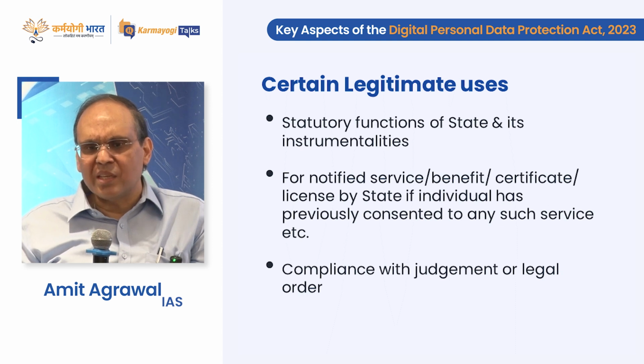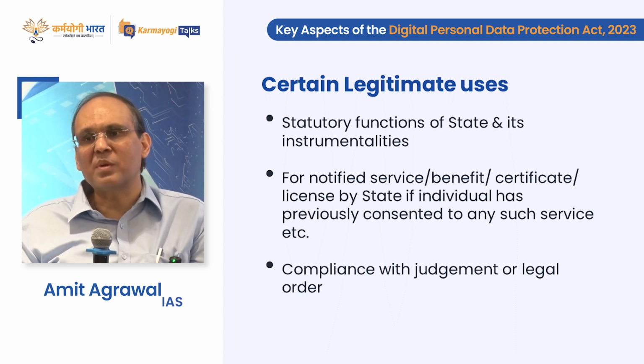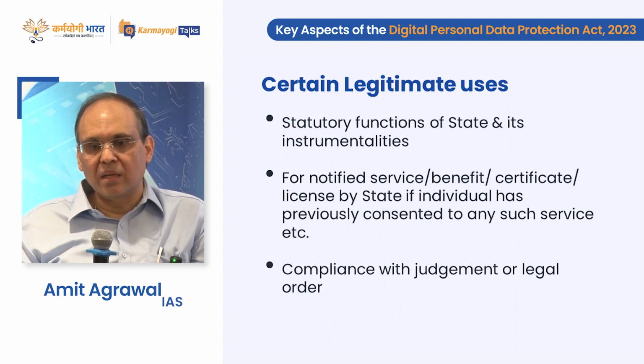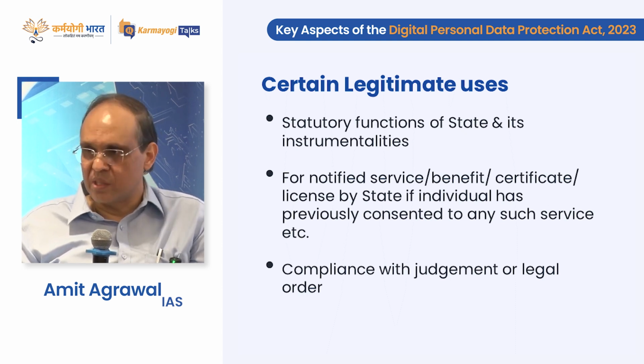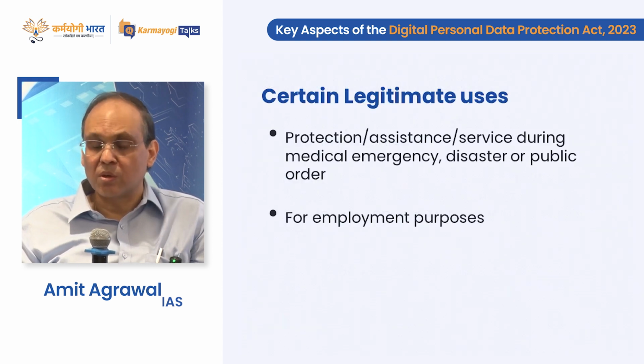Then we have the certain legitimate uses, so statutory functions of the state and its instrumentalities, and then a notified service, benefit, certificate, licenses by the state if the individual has previously consented for any such service. So this is a unique case where government, if you have taken one government subsidy, benefit, etc. or service amongst a notified class of services, then it need not be taken again and again. All of it is treated as one, and this is there. Compliance with judgment or legal order, protection or assistance or service during a medical emergency, disaster or public order, or to save an individual's life, for employment purposes.